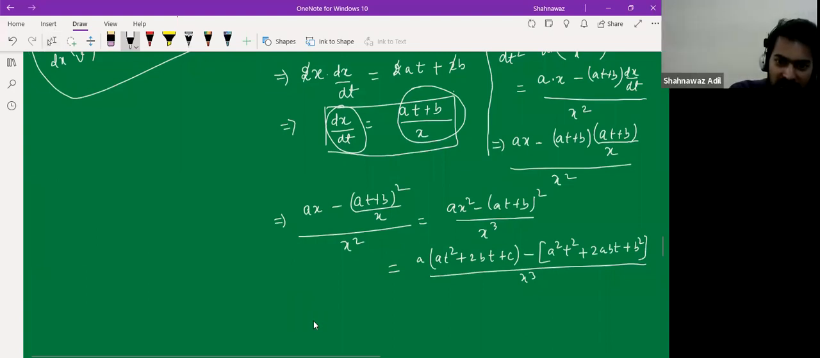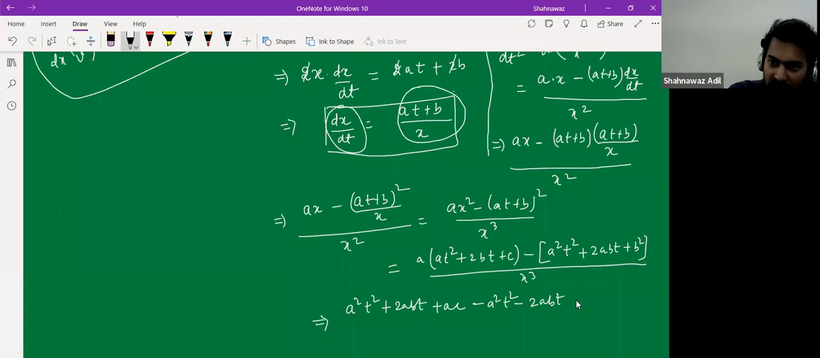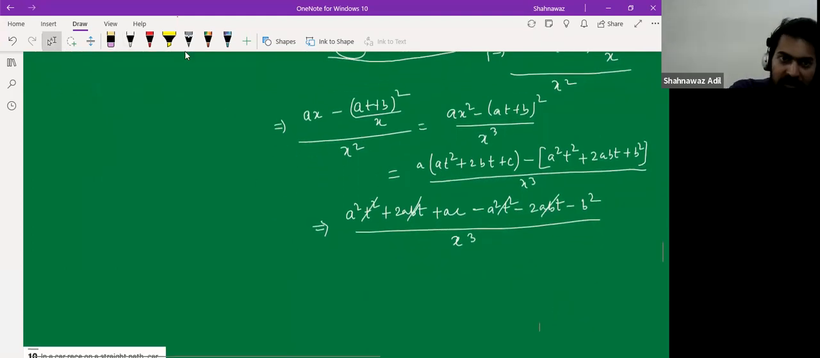My connection is unstable, right? Okay. So this is what? A²t² minus 2ABt plus AC, minus A²t² minus 2ABt and minus B², right? Upon x³. So this cancels out, this cancels out, and we are left with AC minus B² by x³.